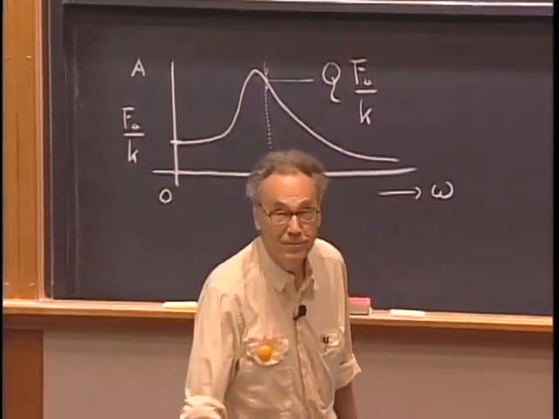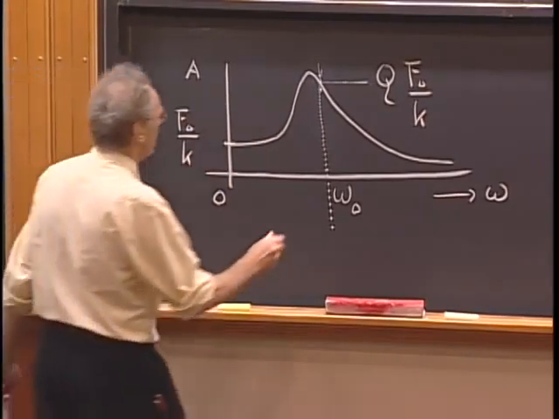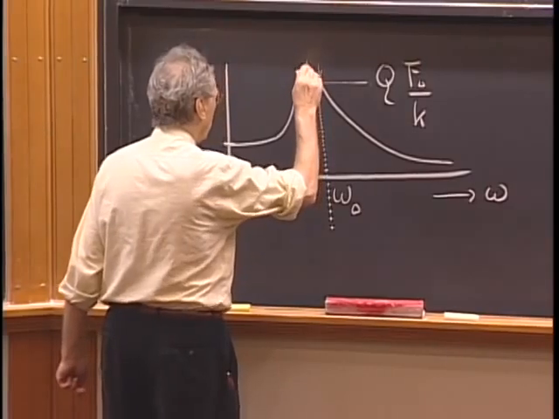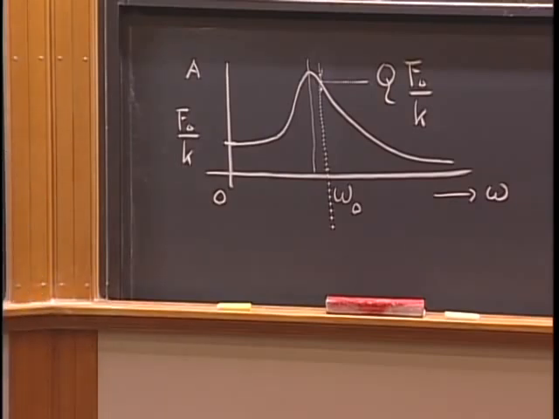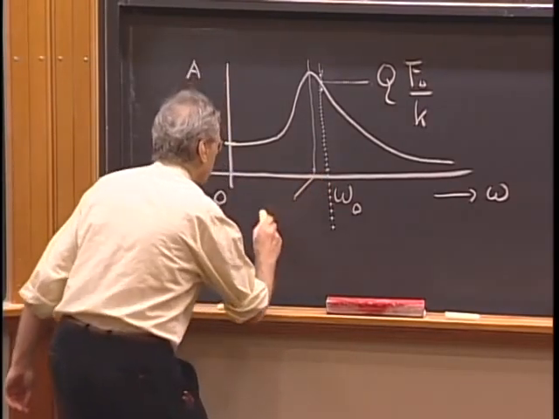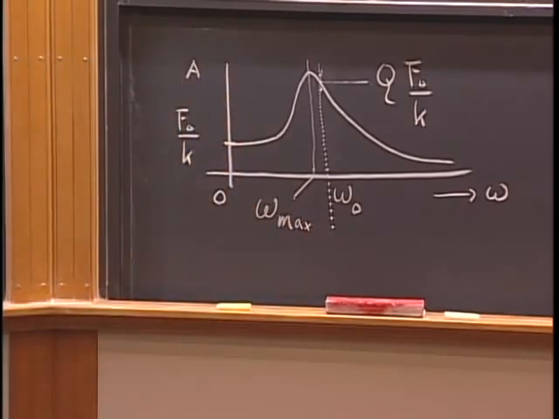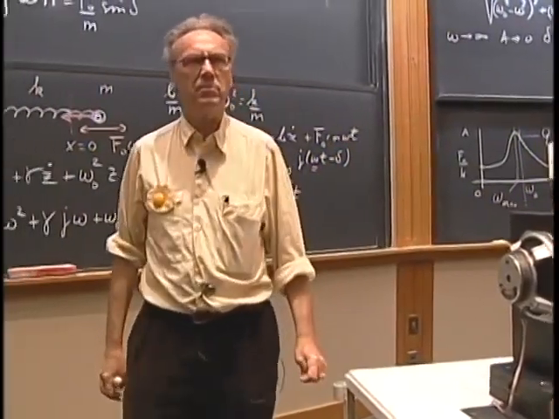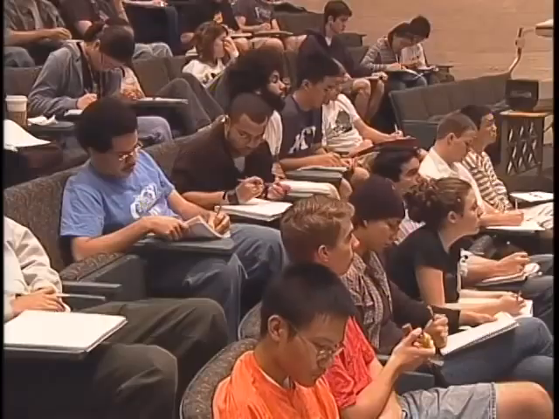Now, for those of you who look very carefully, you may have noticed that the maximum that I have drawn is not at omega equals omega 0, which may go against your instinct. This maximum occurs at a frequency, which we will call omega max, which is always a little bit below omega 0, but for high Q systems, as I will show you shortly, it is effectively the same. I will come back to this.